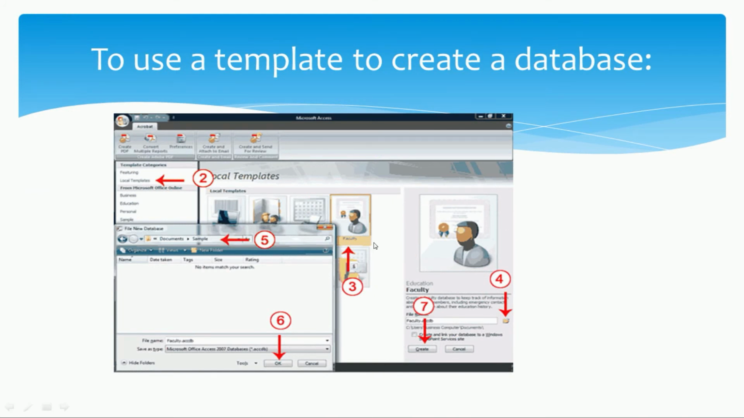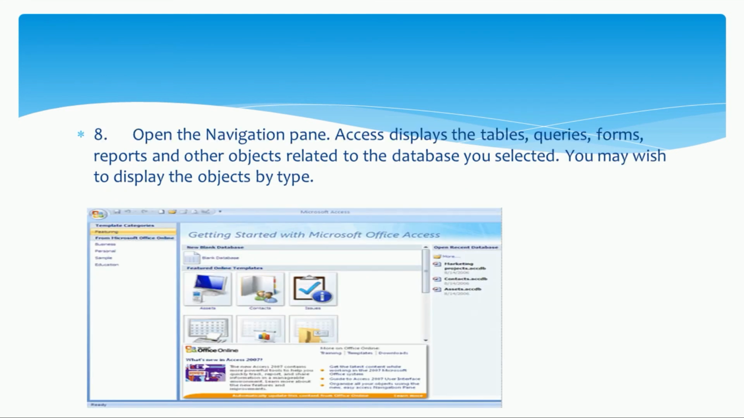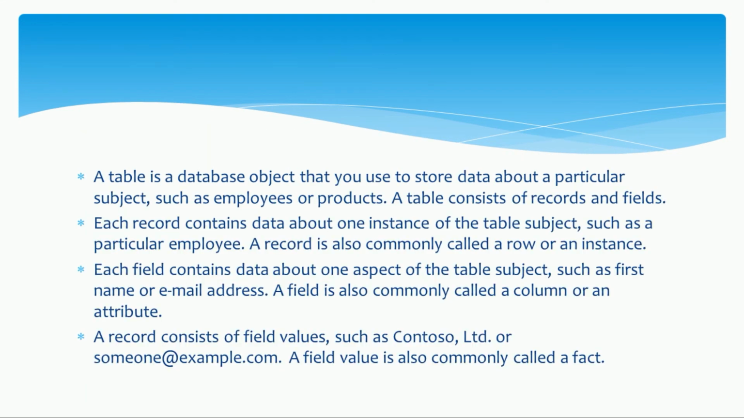So I already showed how to use a database, how to create it by the Access program, and I already said how to start it, how to click it, how to put the browse button, how to create it, how to get database with links. And here is opening the navigation plan, and you might use it to display the objects by type like this. And I want to say about the table.